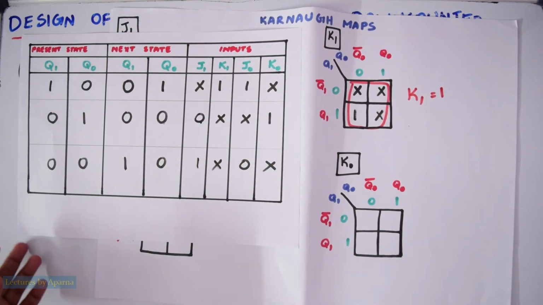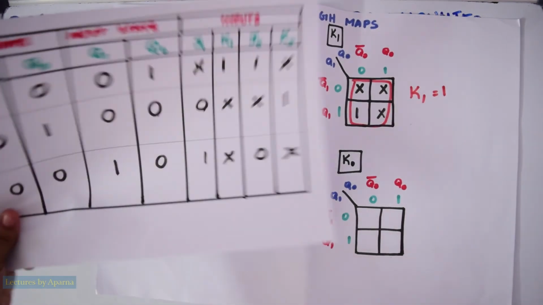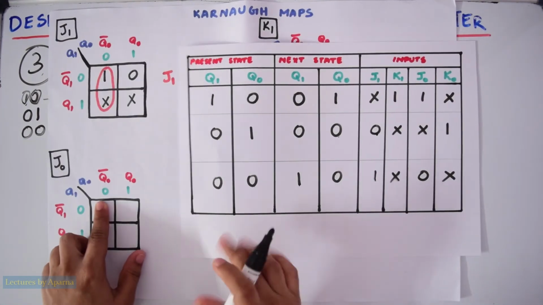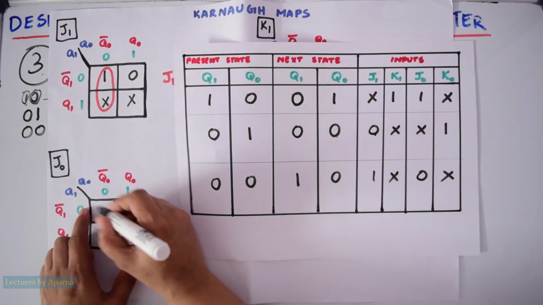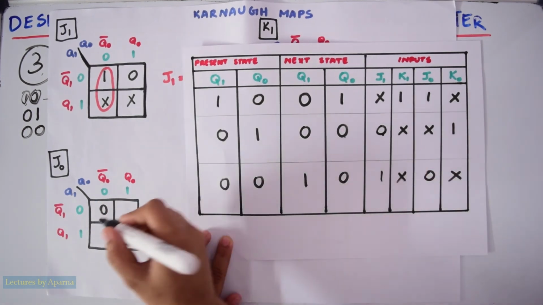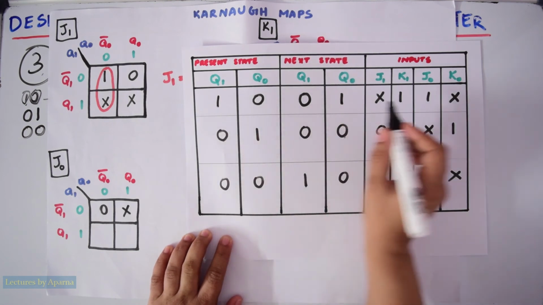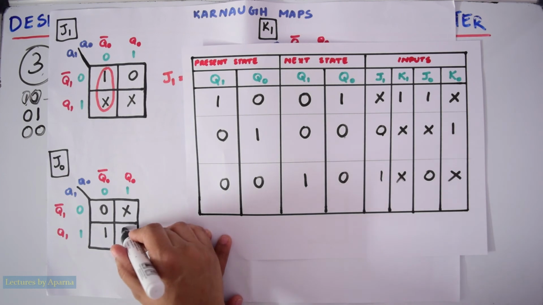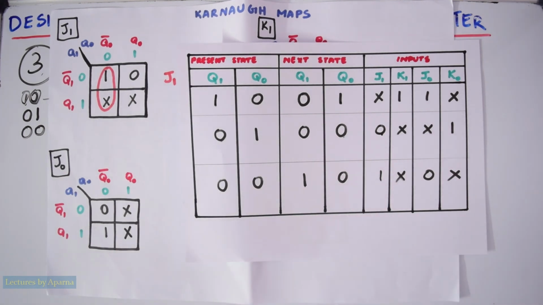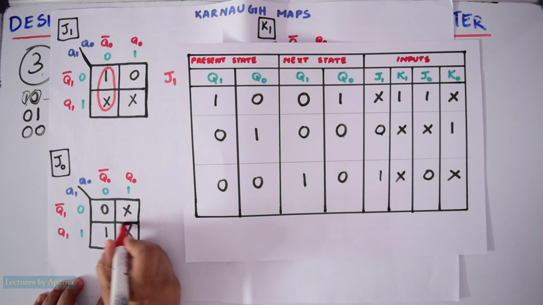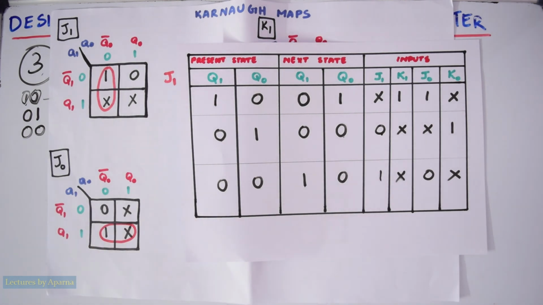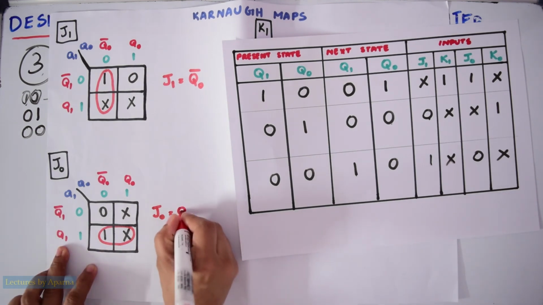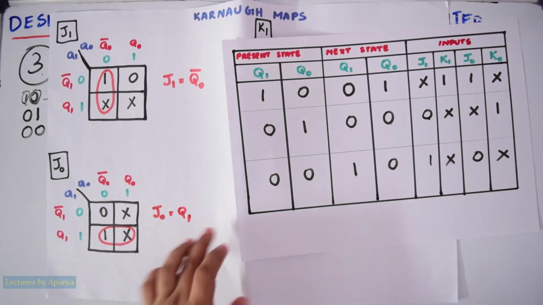Next we have to write the equation for J0. For J0, when 0 0 condition comes, value is 0. 0 1 it is don't care. 1 0 it is 1. And when 1 1 comes it is don't care. So we can group this like this. So J0 is equal to Q1. This is the expression for J0.